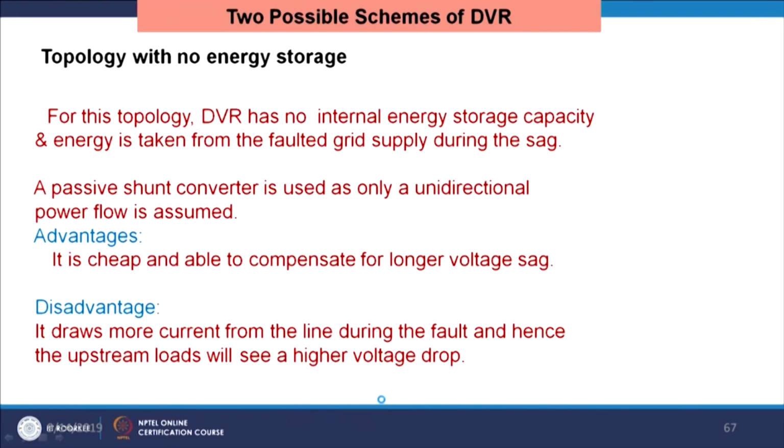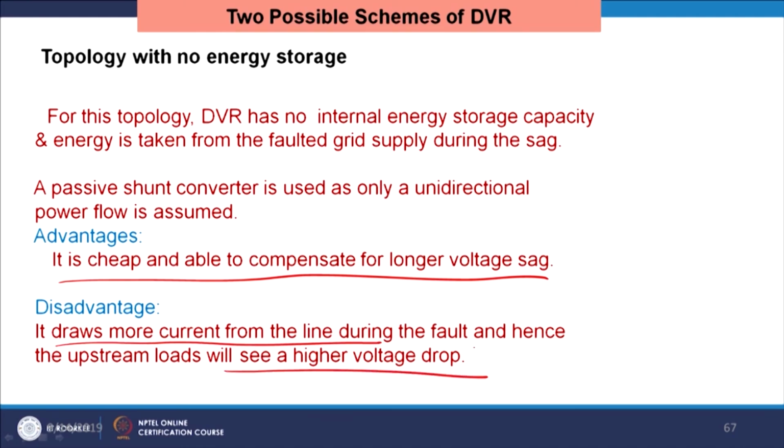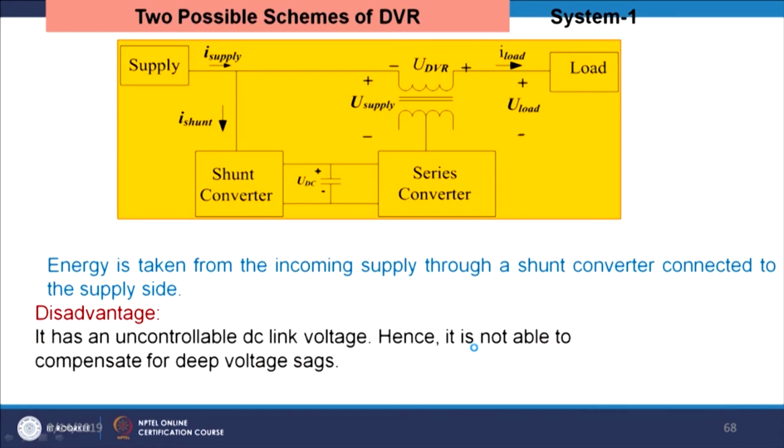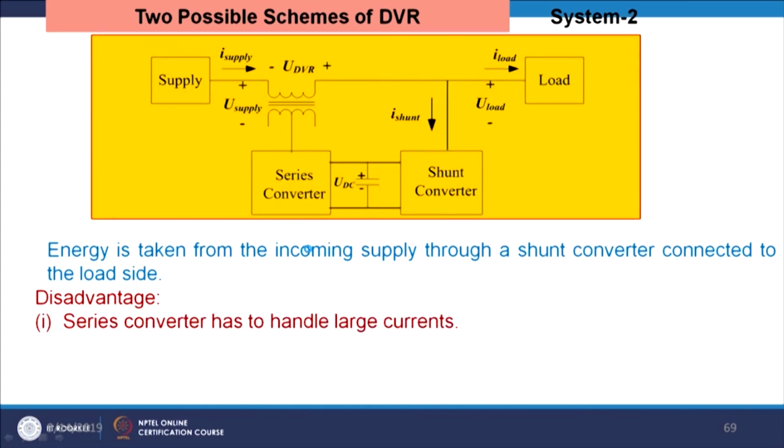Similarly, there are advantages and disadvantages. The advantage is that it is cheap and able to compensate longer voltage sags. The disadvantage is that it draws current from the line during the fault, hence the upstream load sees a higher voltage drop. So, this is one example of combining the series and the parallel combination. This is called a UPFC. So, you have a shunt path, it takes the current and it compensates. Again, it has a disadvantage, that is the uncontrollable dc-link voltage, hence it is not able to compensate deep voltage sags, and for this reason you have to design it up to a level of voltage sag.